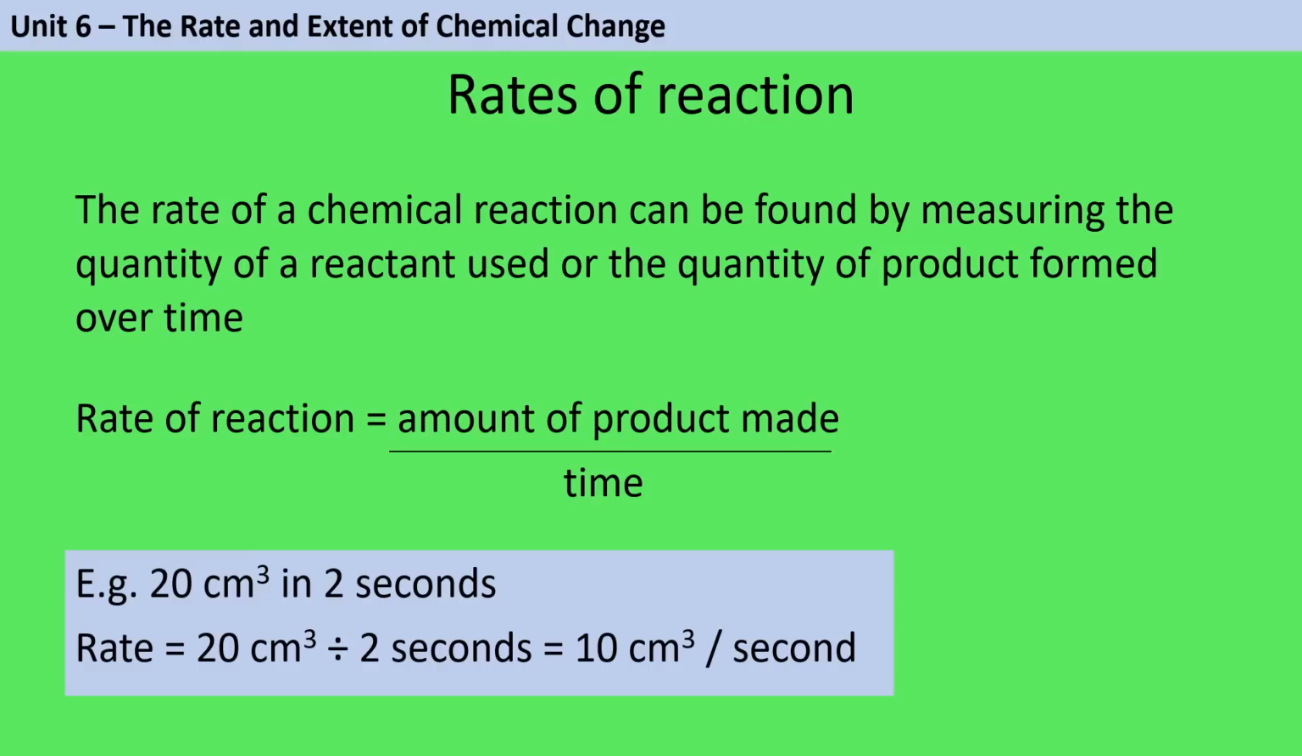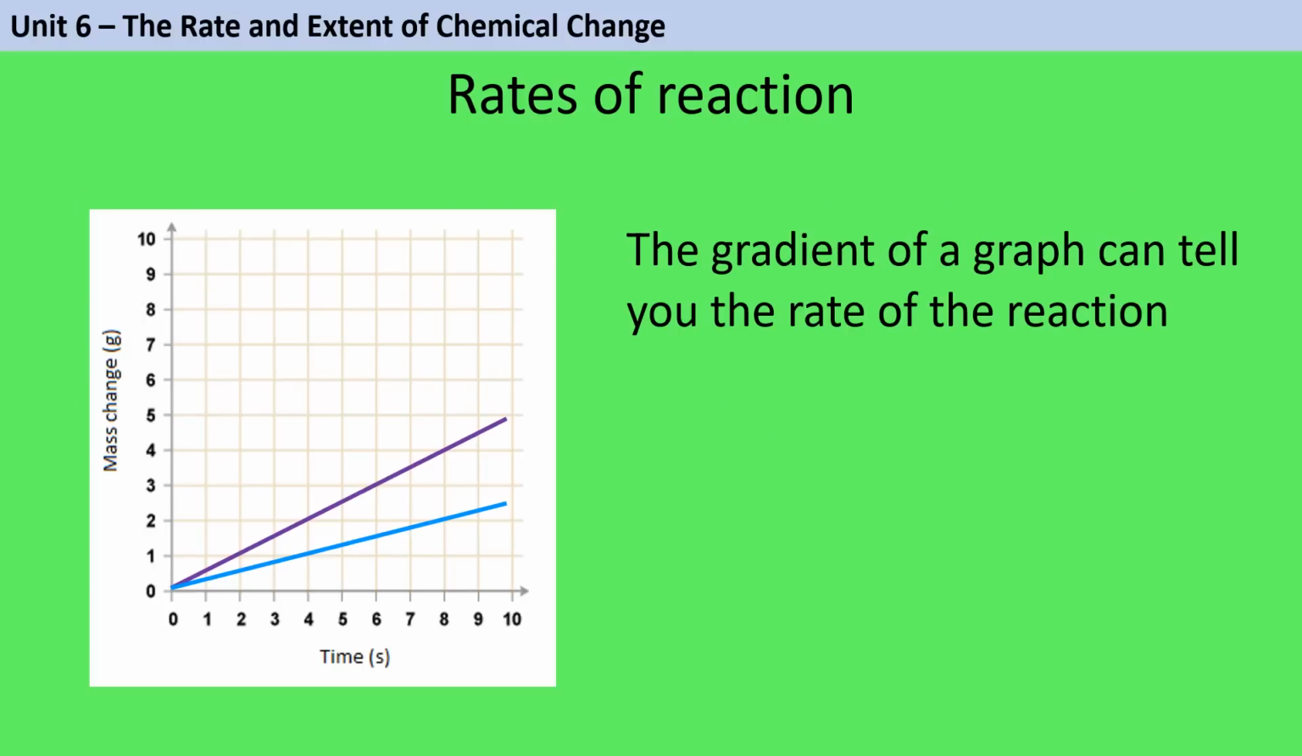The word per means divided by, so if the units are centimetres cubed per second, you need to take centimetres cubed and divide them by seconds. You need to be able to plot raw data onto a graph and interpret graphs that the exam board have given you. On a rate graph, the gradient or the steepness of that graph can be used to tell you the rate of the reaction.